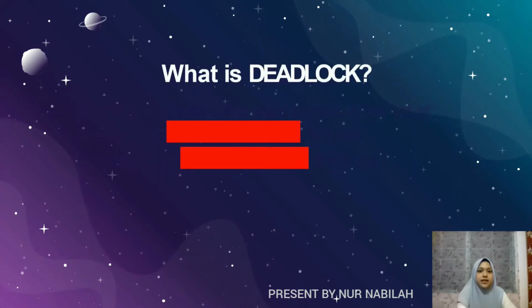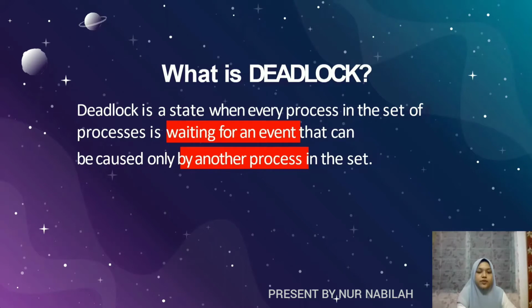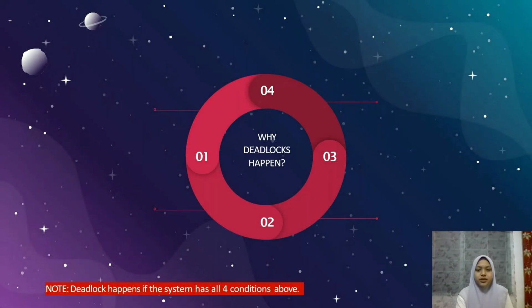Okay, what is a deadlock? In terms of theory, deadlock is a state when every process in the set of processes is waiting for an event that can be caused only by another process in the set. Okay, now we need to know why the deadlock can happen.